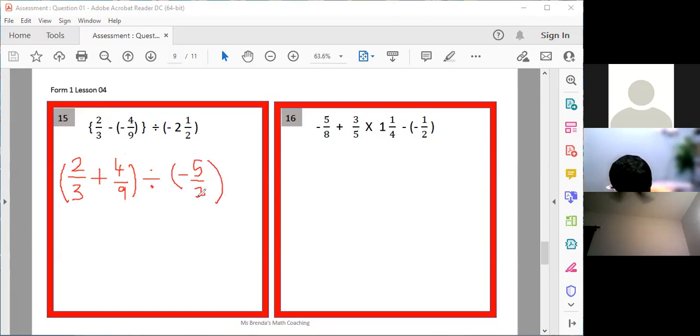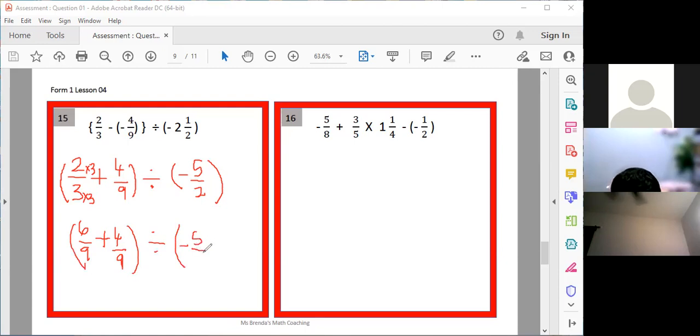You see that? So this one, I times 3. I will get 6 over 9 plus 4 over 9. And whatever my answer here, I'm going to divide with negative 5 over 2. So 6 plus 4, this is 10 over 9. And then I'm going to flip-flop, and this will become negative 2 over 5. Then this will cancel, crisscross, become 2.